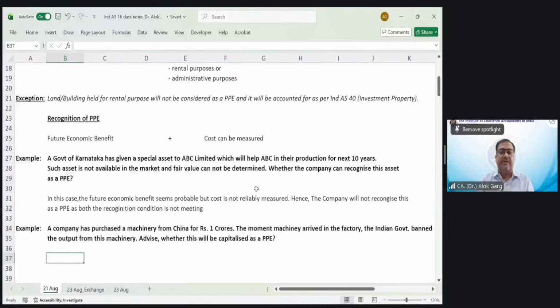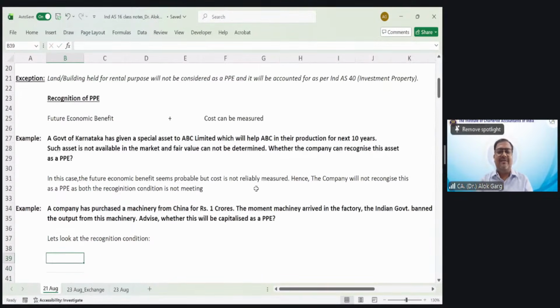Again, in this case, let's look at the recognition condition. I'm just answering it in a different manner. Future economic benefit is probable? No. Cost can be measured.